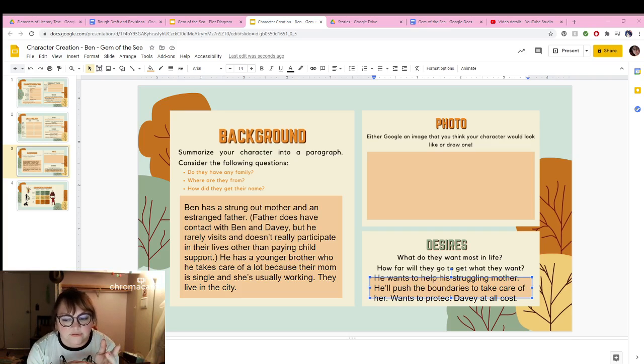The story is that Ben and Davy go to their grandparents' house over the summer vacation. And they always do. Their grandparents live on the beach, and they love going to the beach. They think it's so fun. They love to swim and have adventures.